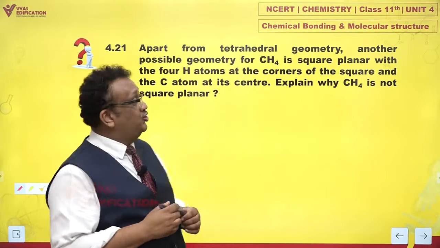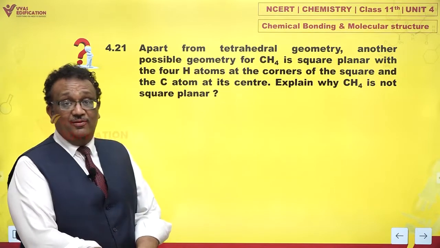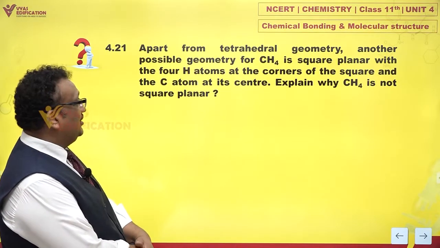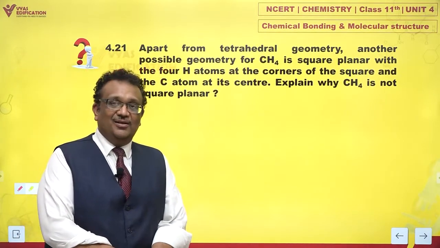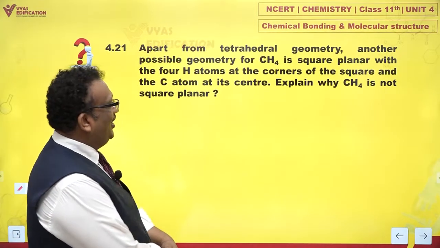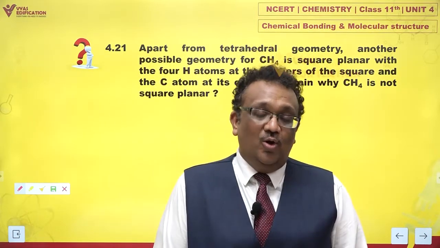Apart from tetrahedral geometry, another possible geometry for methane is square planar, right? With 4 H atoms at the corners of the square and the carbon atom at its center. Lovely. Explain why methane is not square planar. Beautiful question. Why should methane not be square planar?